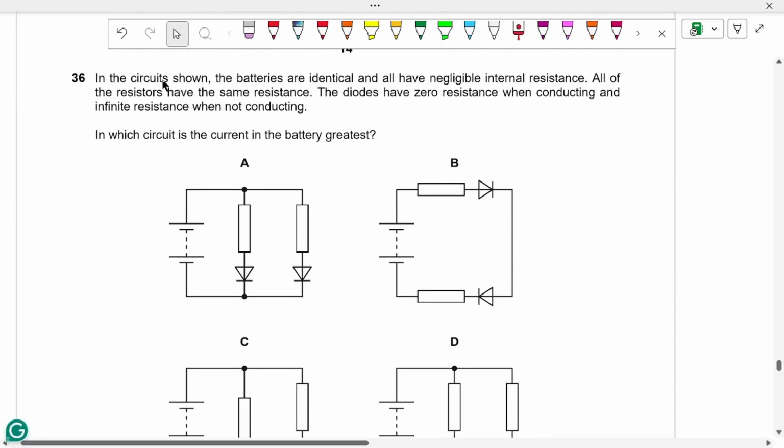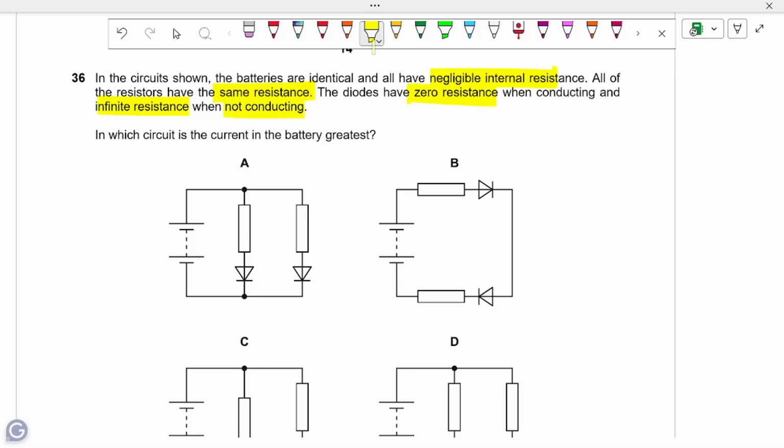Question 36. In the circuits shown, the batteries are identical and all have negligible internal resistance. All of the resistors have the same resistance. The diodes have zero resistance when conducting and infinite resistance when not conducting, so nothing passes through. In which circuit is the current in the battery the greatest?